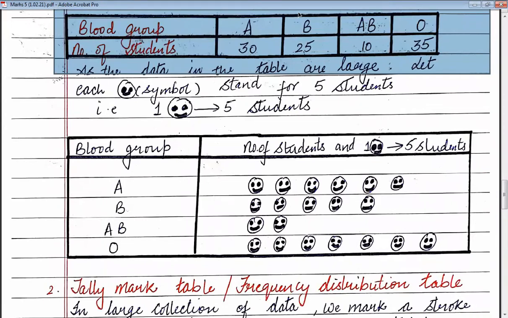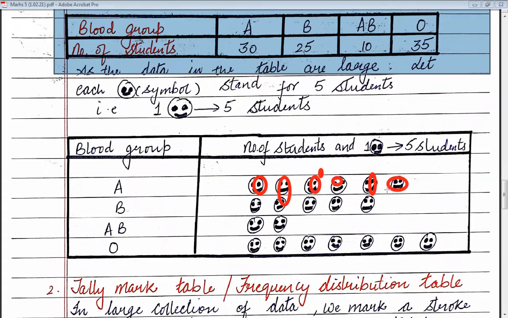Now children, here your blood group A, there were how many students earlier? 30. So if my one face is 5 students, then here how many faces am I going to make? I'm going to make here 6. 1, 2, 3, 4, 5 and 6.